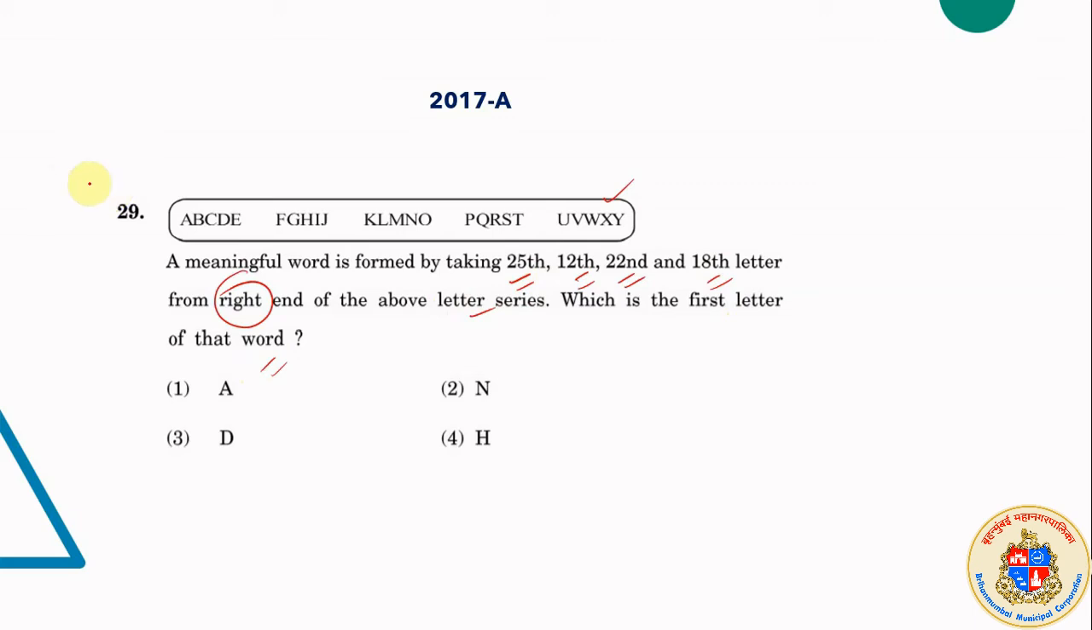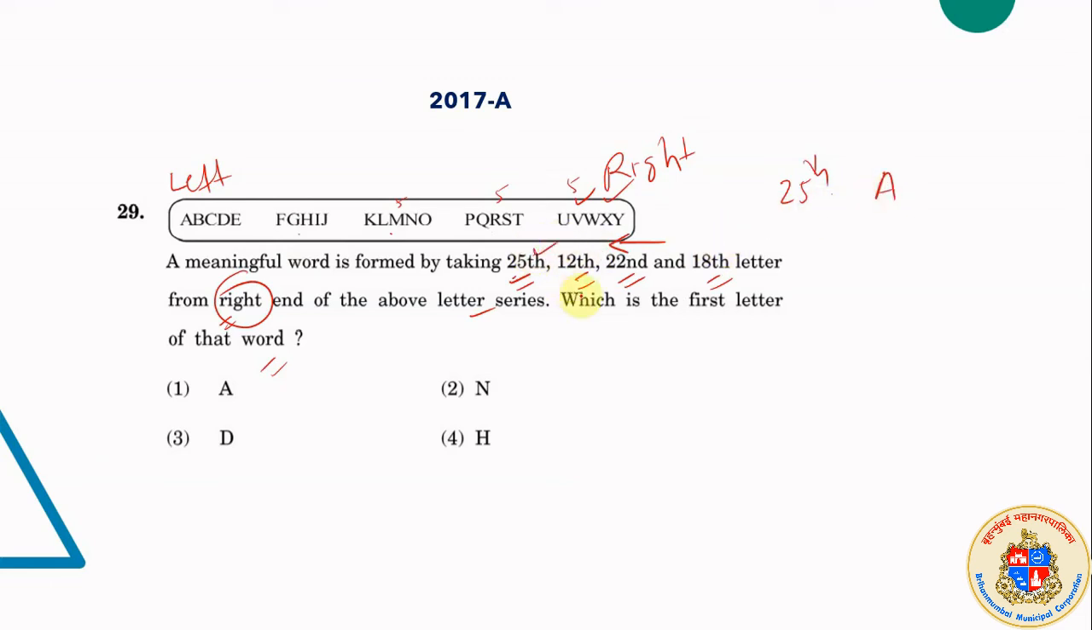Given series, left is here, right is here, and when you count 25th means you will count from right to left, because it is given from right we have to count and reach to 25th. So each one is set of 5. It is easy to count. So we will say 5, 10, 15, 20, 25. That way it is. So we'll count from right and we'll start writing which is 25th letter. 25th letter will be A.